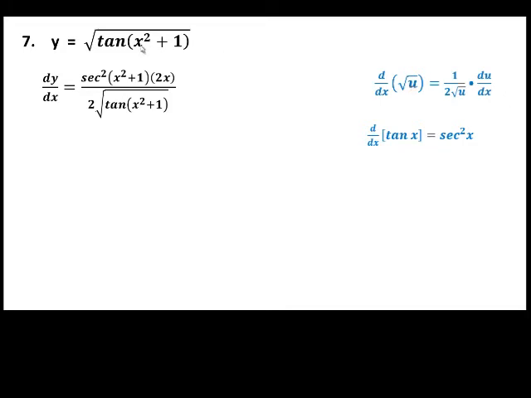Tangent of x squared plus 1. So the derivative of x squared plus 1 is 2x. So this is now the derivative, cancelling out common factors and rewriting the expression in simpler form. So this is the derivative of the function dy dx.